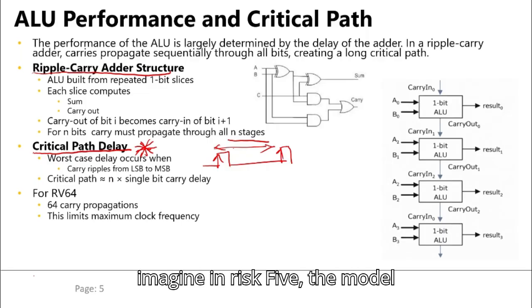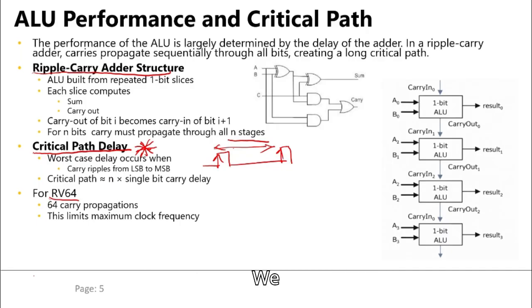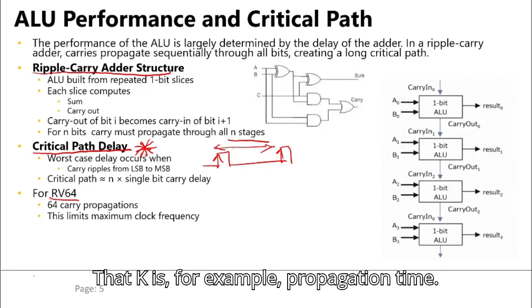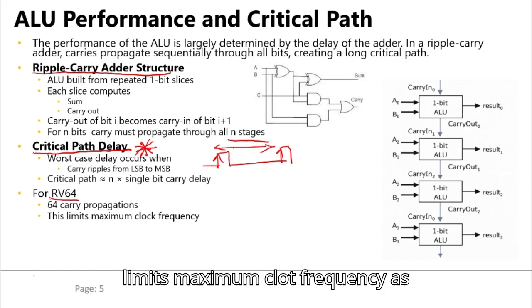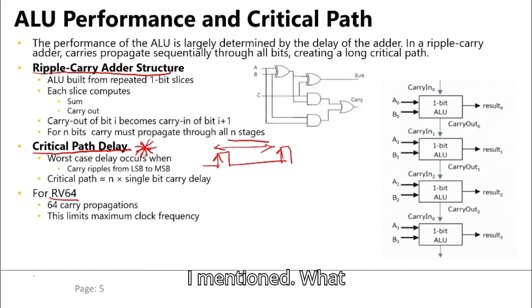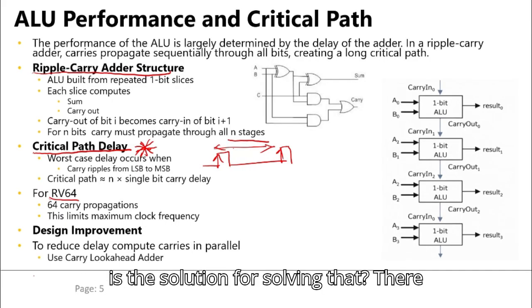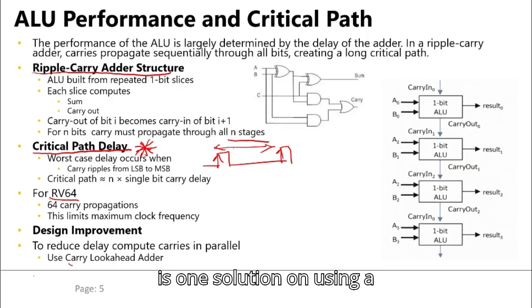Imagine in RISC-V, the model that we are using, RV64, the registers are 64 bits. Adding two 64-bit numbers needs 64K, where K is, for example, the propagation time. It's a lot of delay. This limits the maximum clock frequency, as I mentioned. For solving that, there is one solution: using a carry look ahead adder.